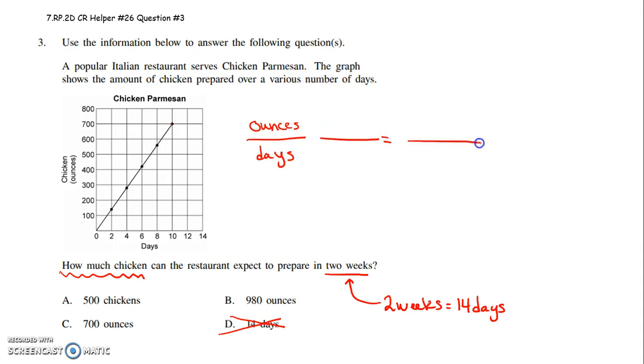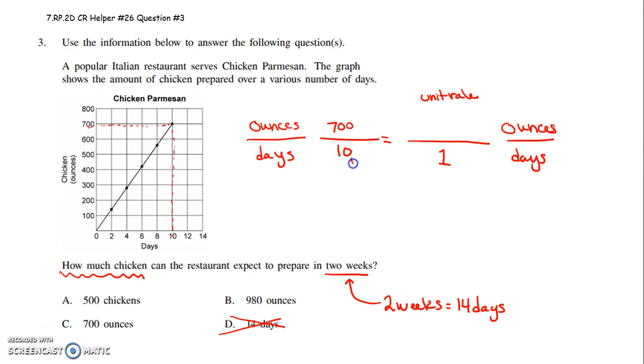And what I'm going to choose to do is first come up with a unit rate, which would be per 1 day. So I'm going to take a look at this. After 10 days, I know it's 700 ounces of chicken. So I know I have 700 ounces in 10 days. I'm first going to come up with a unit rate. I'm going to tell you how many ounces per day, and that's going to help me get for 14 days.